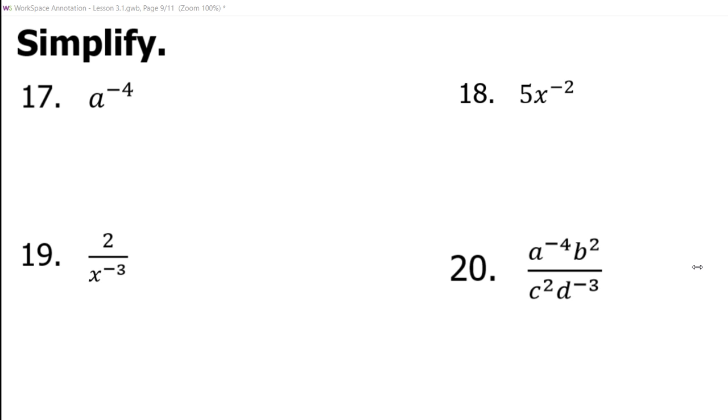So the first thing I need to do is change this to a fraction. So to change it to a fraction, I'm going to put it over 1.